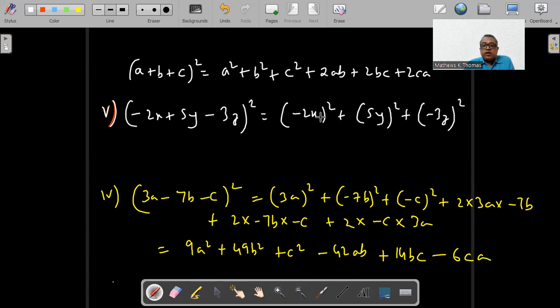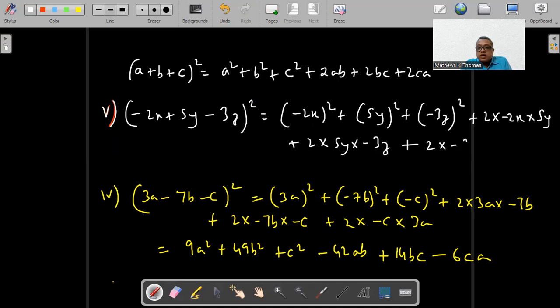Okay, I have put a squared plus b squared plus c squared, plus twice of ab. So 2 into minus 2x into 5y, plus 2 into 5y into minus 3z, plus... 2 into ab is over, 2 into b into c is over, now 2ca. So 2 into minus 3z into minus 2x.